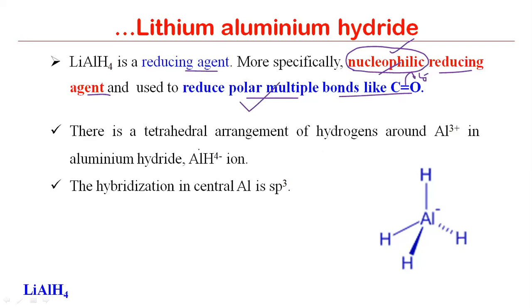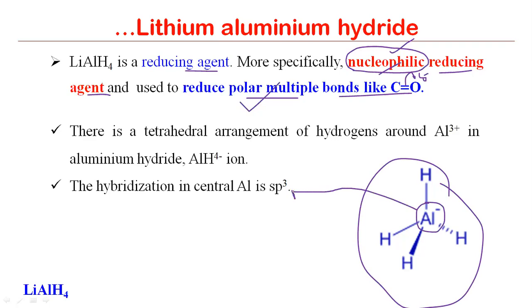All right. As far as the structure is concerned, it is a tetrahedral arrangement of hydrides around the central aluminum ion, and the aluminum is sp3 hybridized. This is the basic thing we have to remember whenever we think of LAH: it is a nucleophilic reducing agent, it reduces polar functionality, and its structure is tetrahedral.